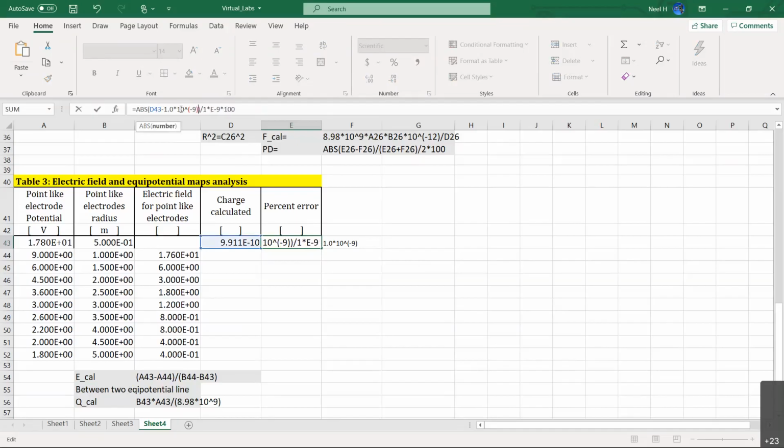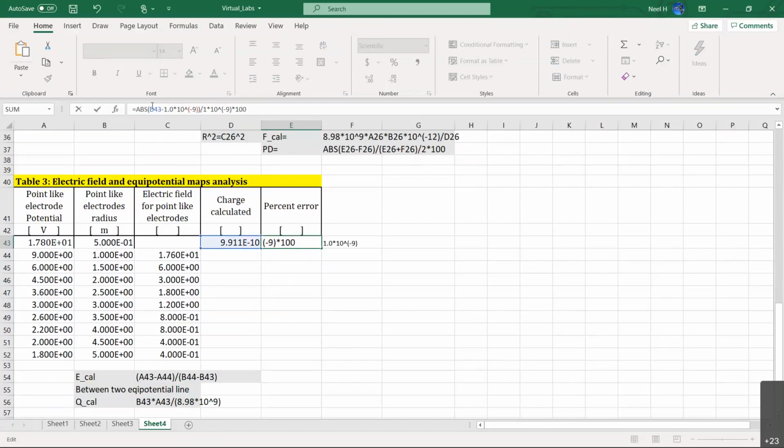Okay. So let's do that way. That will be easier. This is actually percentage error because we know the expected value exactly. Okay. 1 times 10 to the power parentheses minus 9, close parentheses, multiply by 100.